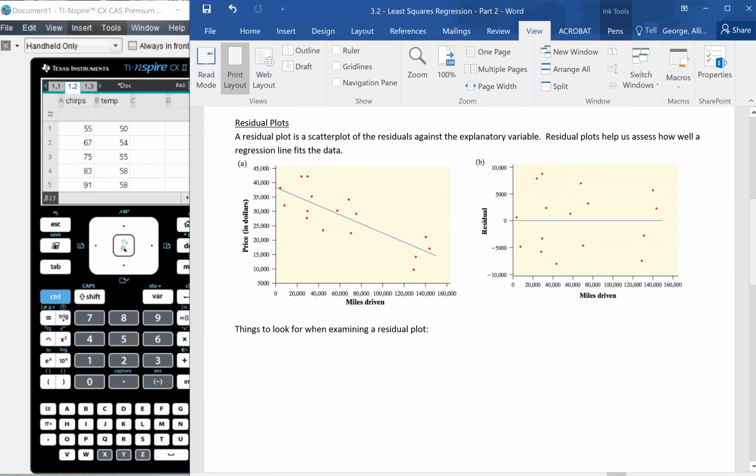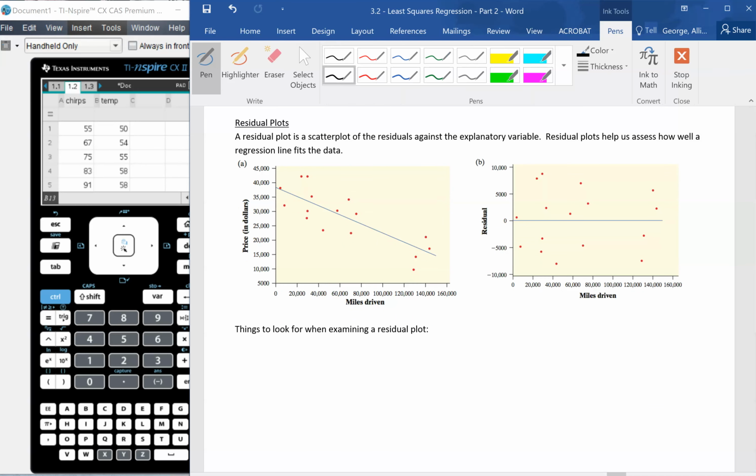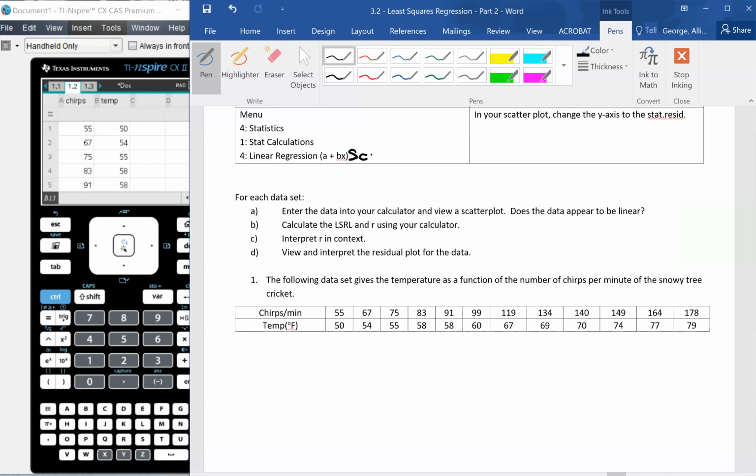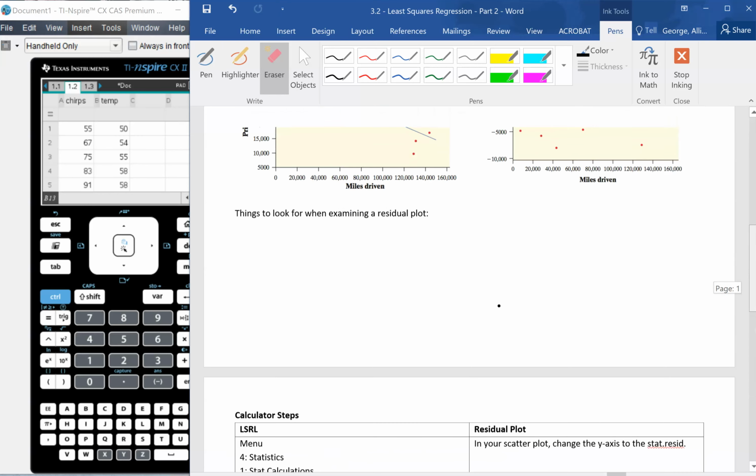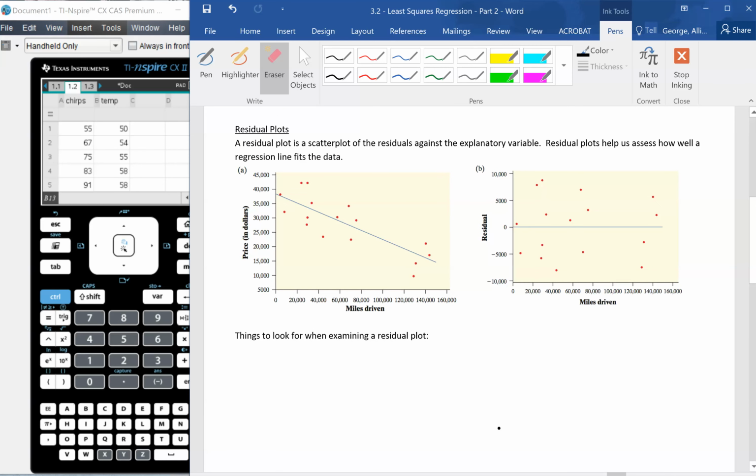So on the left, letter A, this is your scatter plot for your data. Okay, we'll try that again. That's the scatter plot for the data. And you can see the regression line going down the middle, the least squares regression line, the LSRL. And it's giving you the points, and then it's showing you with the equation. Over on the right-hand side, this is the residual plot.